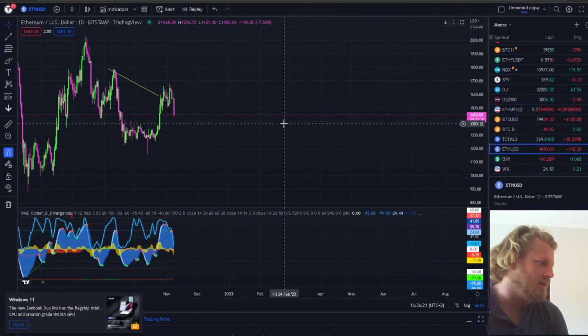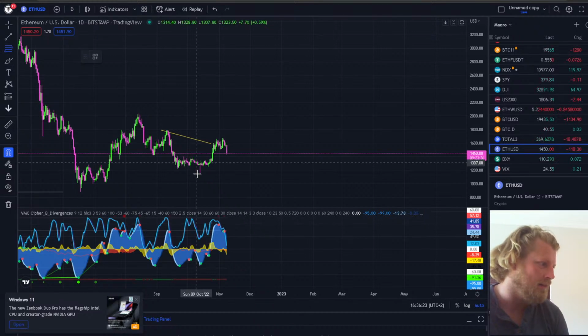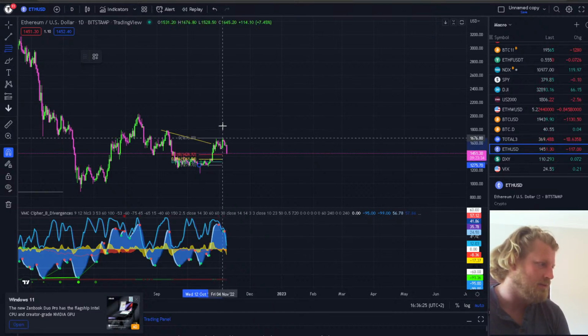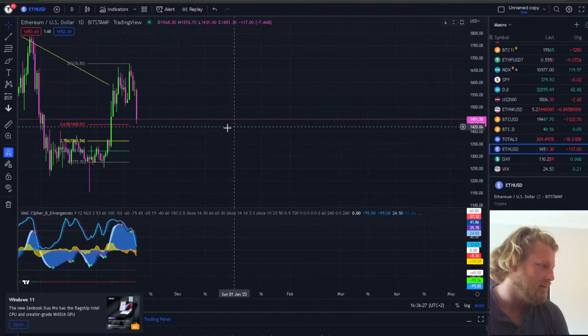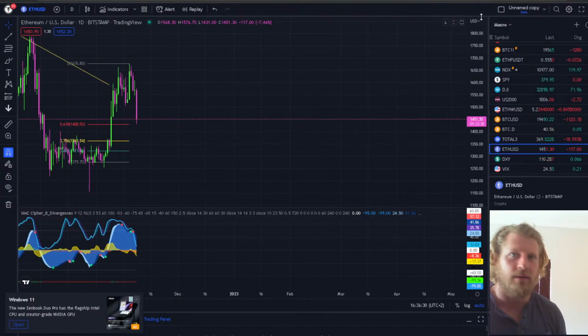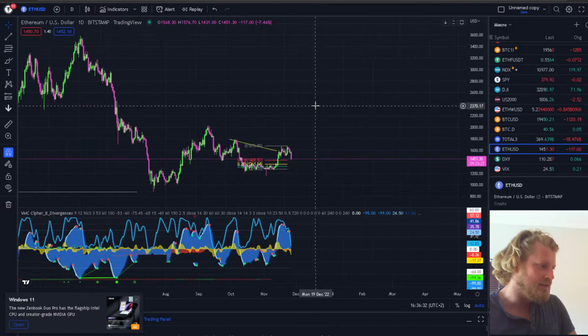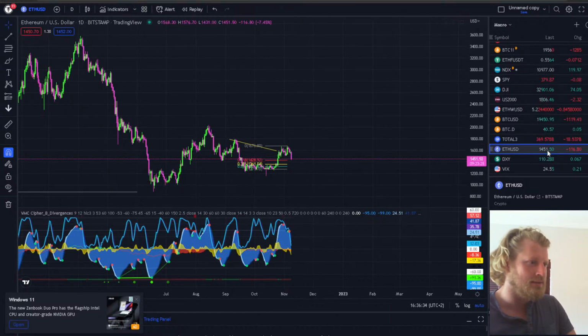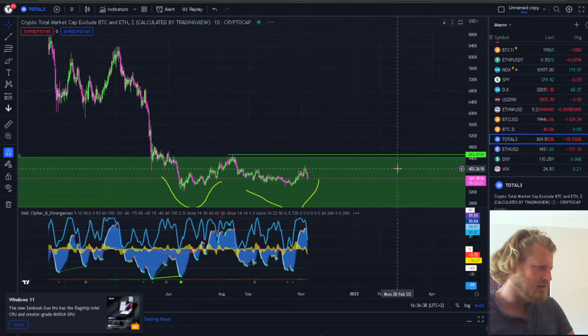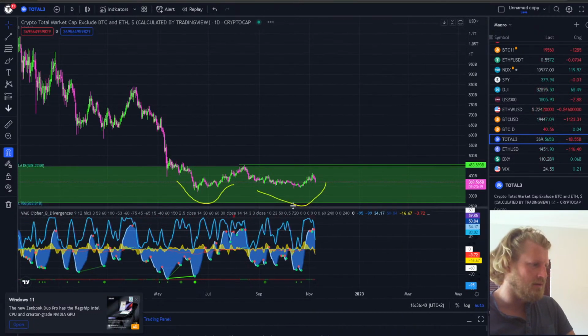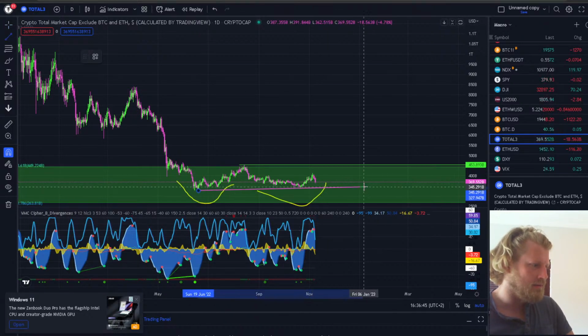Ethereum, I mean, Ethereum is still holding up well. This chart looks really good. This doesn't look bearish at all. We still have higher highs. Dixie we looked at. Let's look at the total market cap. Still good market structure down here with higher lows, right?